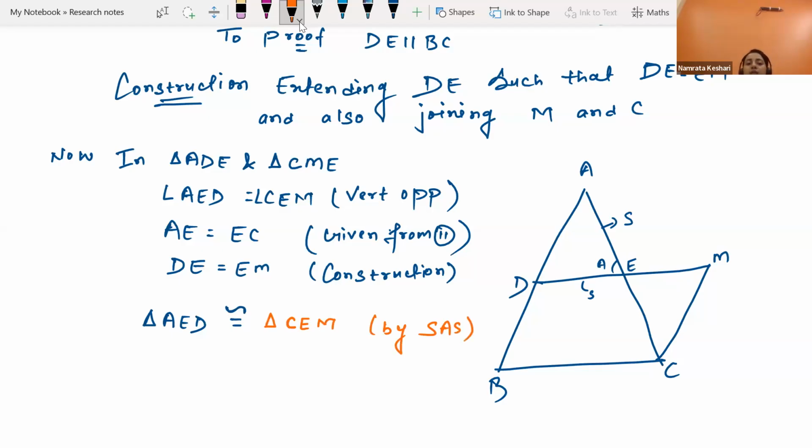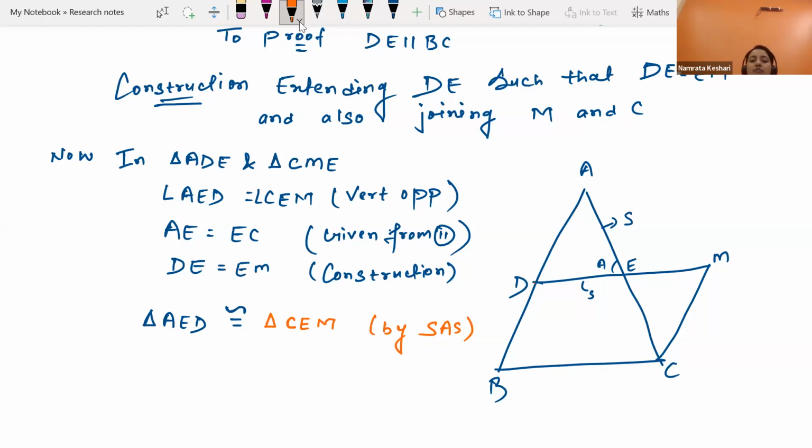Now we will focus on proving this BDCM as a parallelogram. It must be there in your mind, otherwise you will struggle to understand what exactly we are doing and end up just memorizing all the steps. So just keep in mind that first we are proving these two triangles congruent because that will help us prove BDCM as a parallelogram.